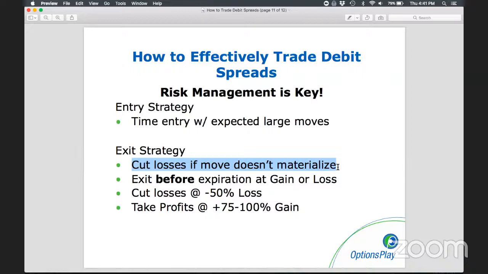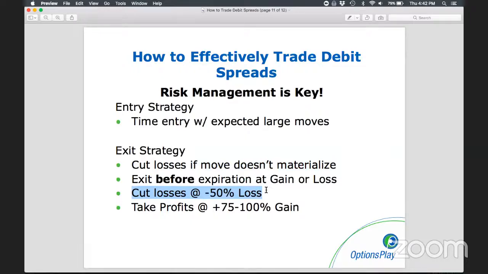Now let's say the stock does make a big move, either in your direction or against you. When should you consider taking profits? When should you cut your losses? This is where it's really simple. You want to cut your losses if you've lost more than 50% of what you paid on that trade. So if you paid $2 for a spread and it's now trading at $1 or lower, that's when you should start cutting your losses, get out of the trade. The trade's clearly not going in your direction.